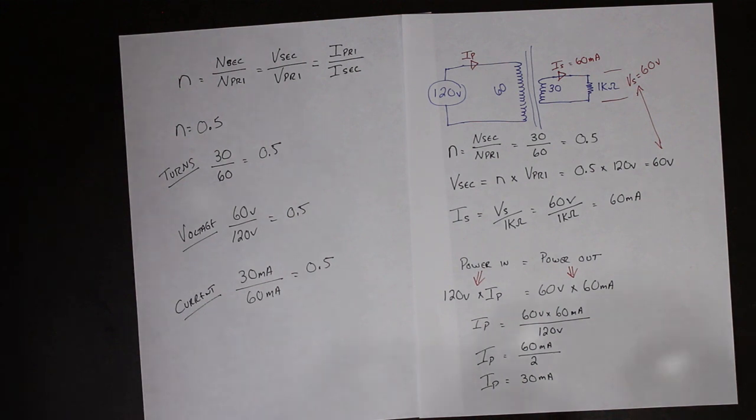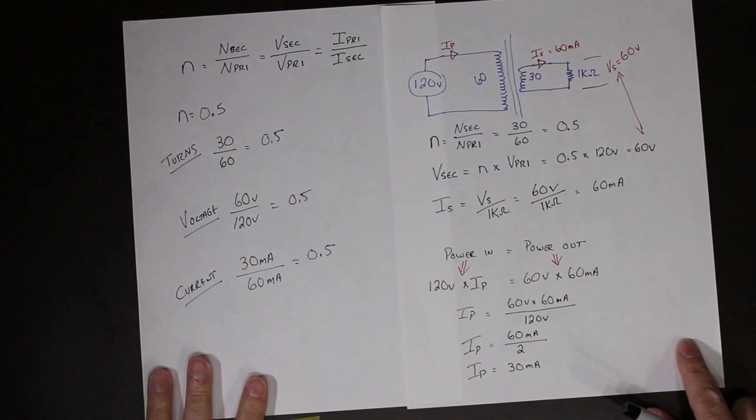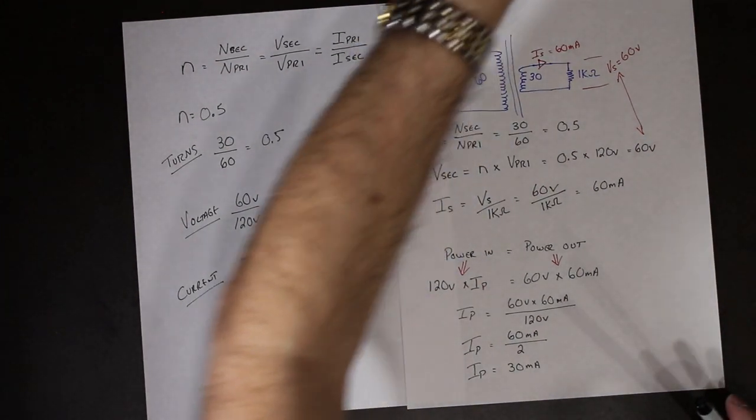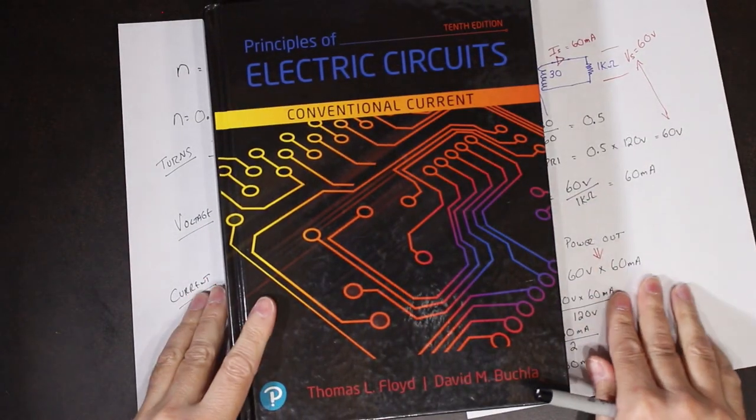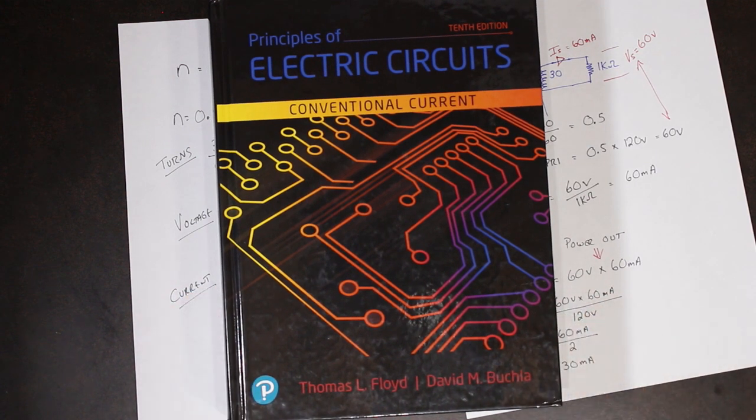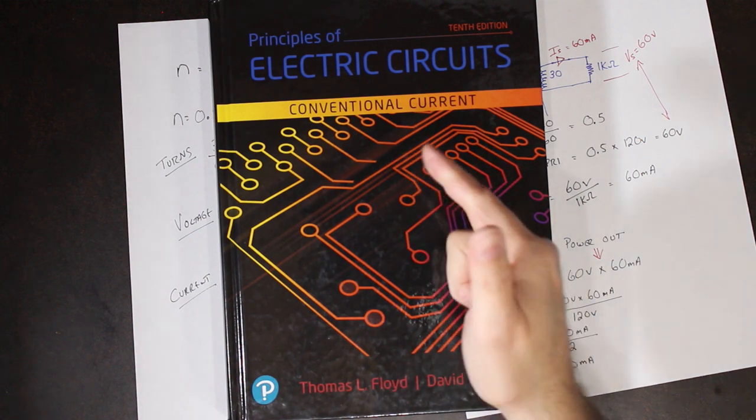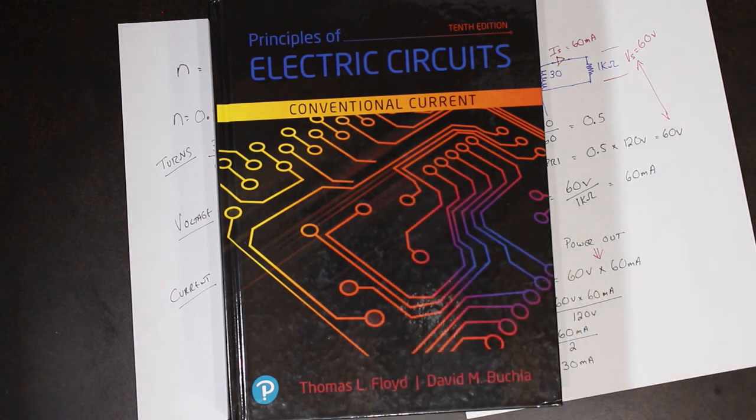Well, I hope this helps. For more information, you can refer to, again, the textbook. Our textbook is Principles of Electric Circuits. The information that we're getting is from chapter number 14. You'll find this stuff in 14-1, 14-2, 14-3, and 14-4. Those 4 sections of chapter 14.